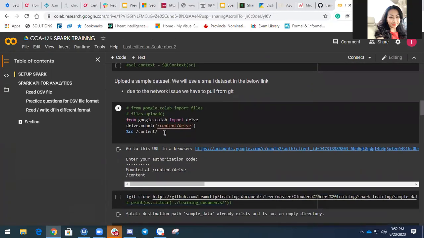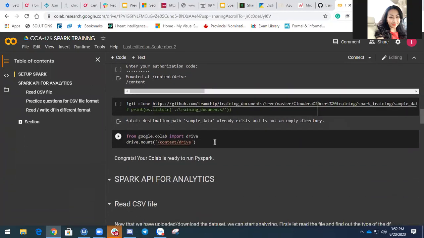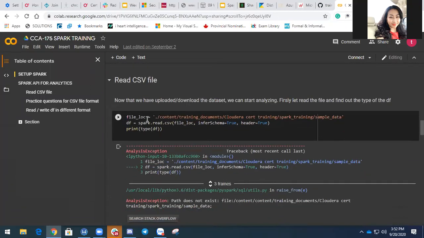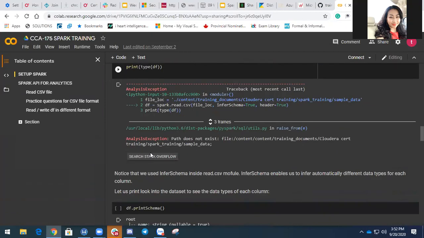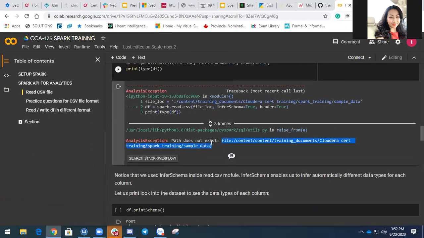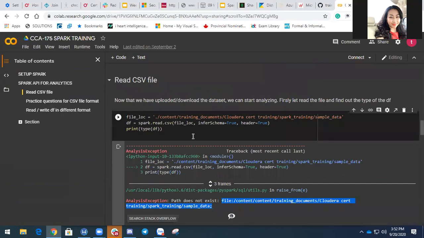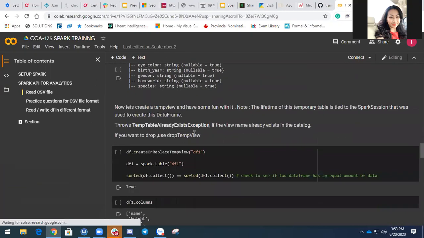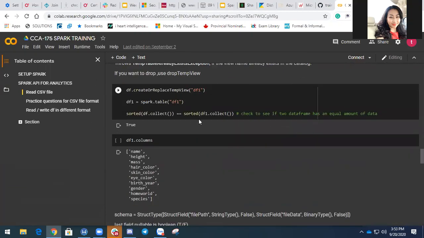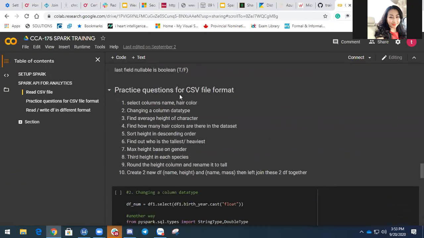So you mount data and import drive, and you start to read CSV. This error comes from the link that I tried to use not existing, but you can disregard it. Just make sure you have the right location in the print schema. So these are all the old content. Here is the new content, the practice questions for CSV format.